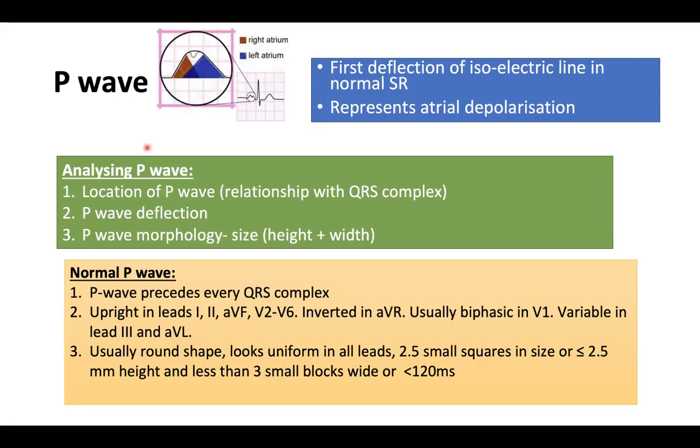It's usually biphasic, so it looks a bit like this, in V1, and it can be variable in lead 3 and AVL. It's generally a nice round shape and looks uniform in all leads. In terms of the length of the P wave, it's generally 2.5 small squares, as well as less than 2.5 millimeters in height. So it should be less than 3 small blocks wide, or less than 120 milliseconds.